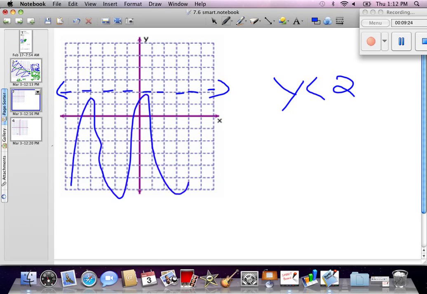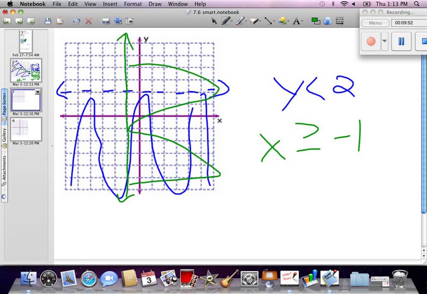Then my next one is I've got x is greater than or equal to negative 1. So I go to my x-axis, I go to negative 1, and I'm going to have a solid line. Then I'm going to say, is 0 greater than or equal to negative 1? Would you rather owe me $1 or have no dollars? No dollars. So I'm going to shade everything on this side.